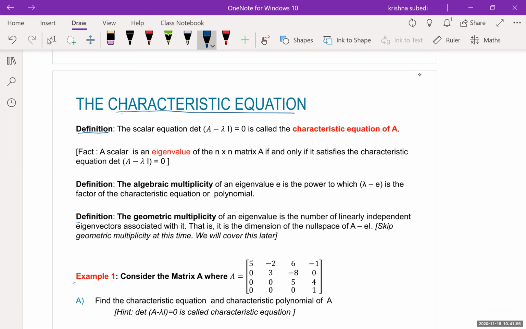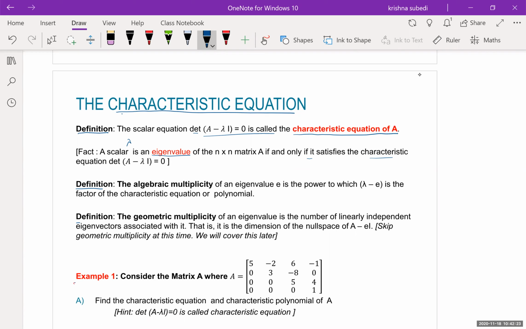So here is the definition. The scalar equation determinant of A minus lambda I equal to 0 is called the characteristic equation of A. So a scalar lambda is an eigenvalue of an n by n matrix A if and only if it satisfies the characteristic equation, determinant of A minus lambda I equal to 0.